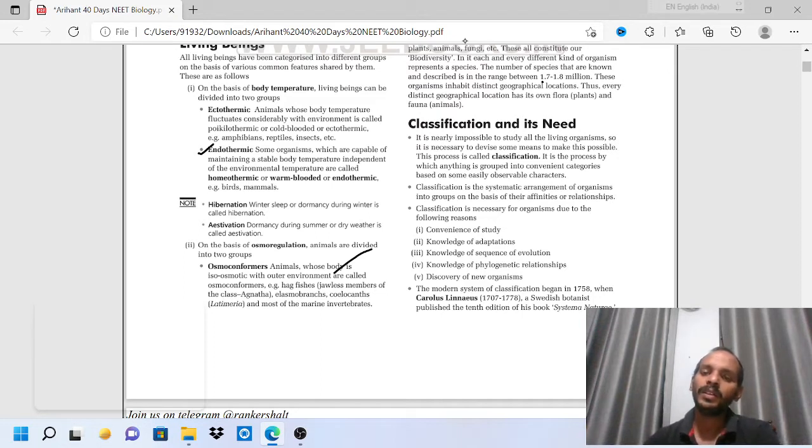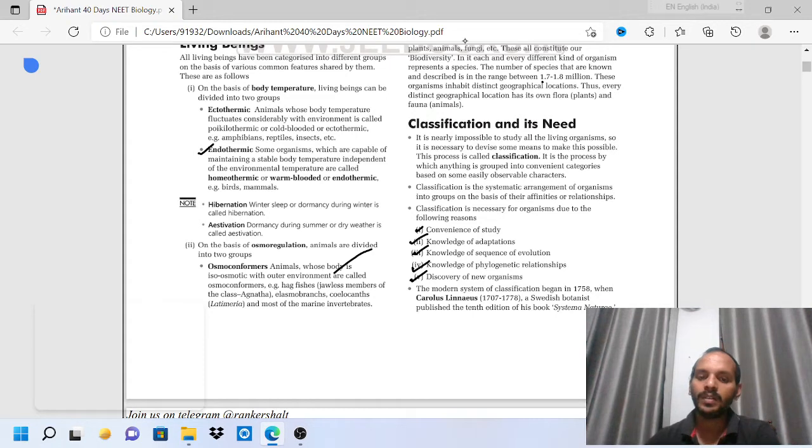Why is it important? It is important for convenience of study, knowledge of adaptations, knowledge of sequence and of evolution, knowledge of phylogenetic relationship, and discovery of new organisms. With the help of classification, we can easily find the animals and their relations with the different families and groups and all these things. So it's very important.